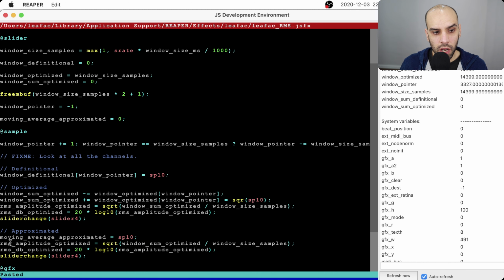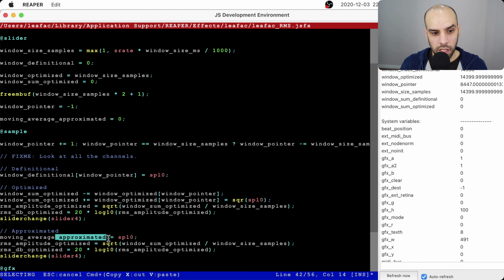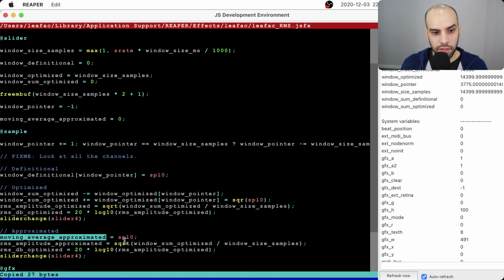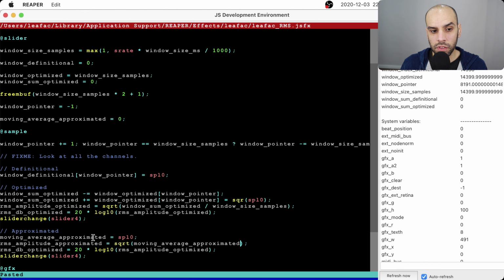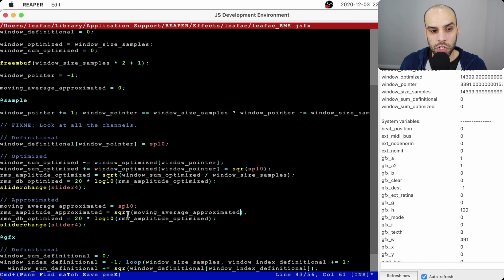Let's see. The RMS amplitude approximated is the square root of the moving average approximated. And this time, as I said before, we don't need to divide by the number of samples. We don't need to divide by the window size because our moving average idea here, we already have the division. It will be baked into the way we are computing this. No need to divide this. So we just take the square root and we have the RMS amplitude approximated, and then we do the conversion to dB, and that's what we show.